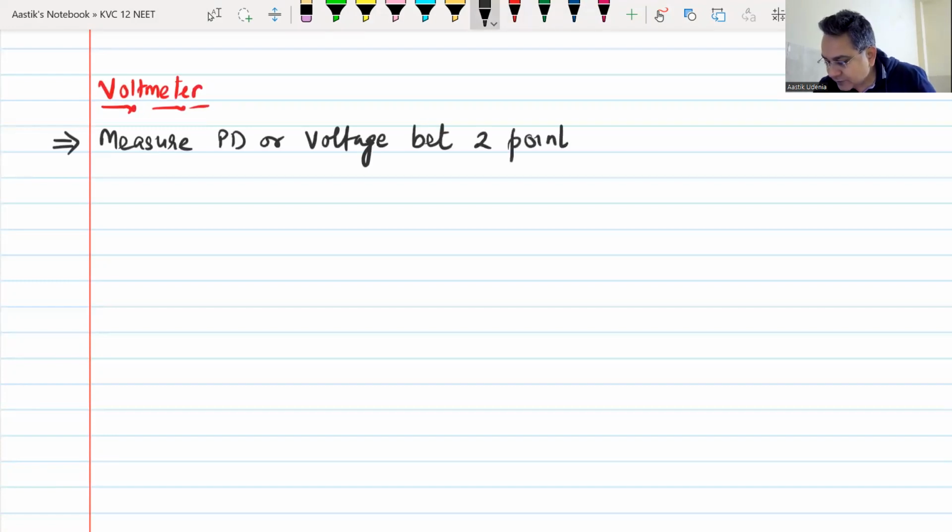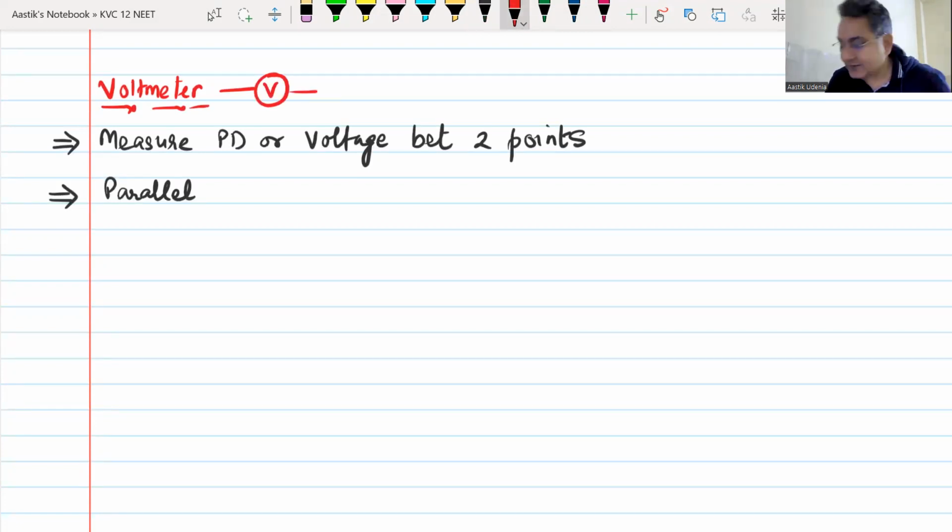What is the potential difference or voltage difference between 2 points? How is this voltmeter connected? I hope you understand that this voltmeter is connected in parallel. And how do we write this voltmeter? I write it like this, V in a circle. Everyone understands this? Yes or no?